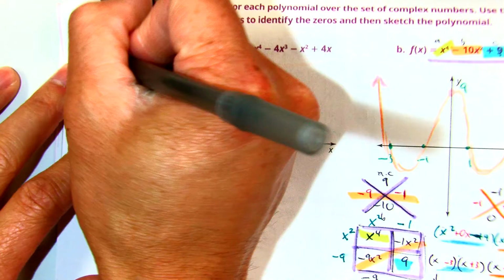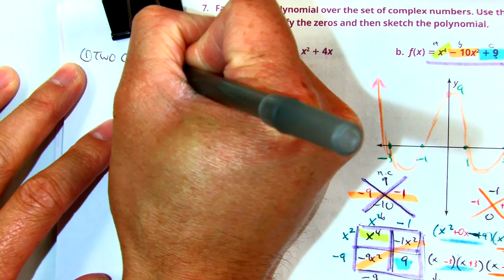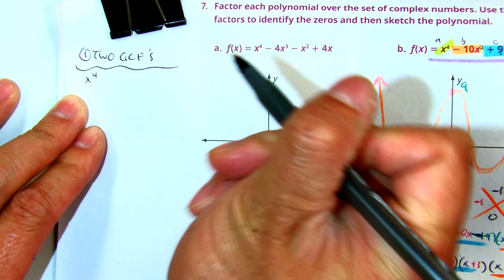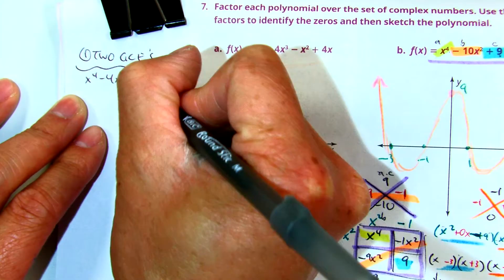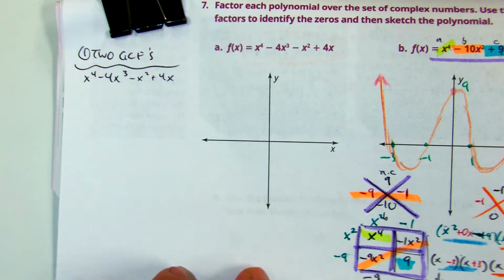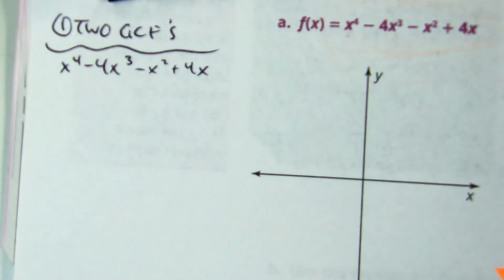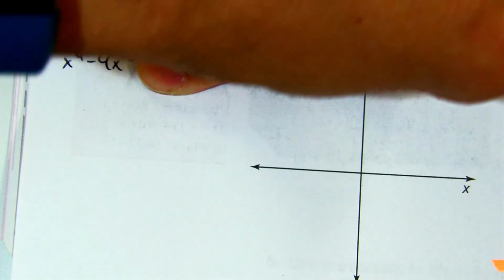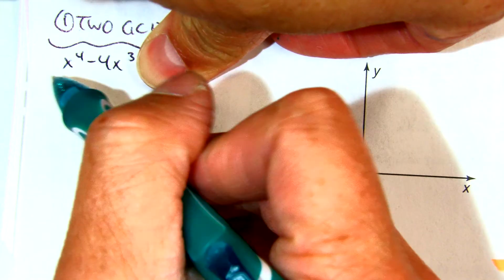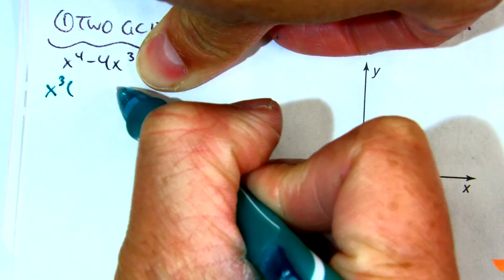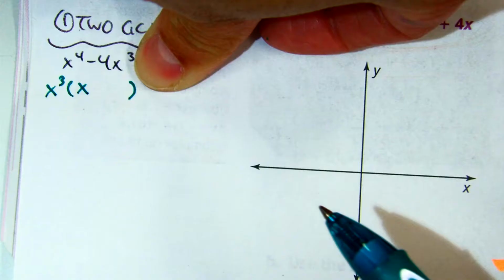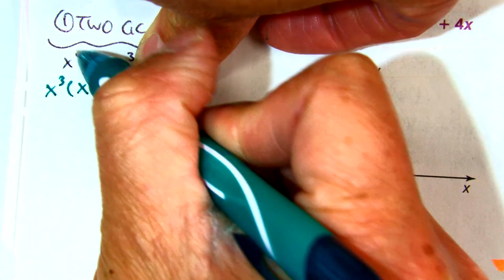So the first method, I'm going to call it 2 GCFs. If you like it, use it. Don't like it, don't use it. Okay, so I just rewrote the problem. And how this one works is pretty easy. You just look at the first 2, and you figure out the greatest common factor. What is that? X cubed. And then you figure out what's left. Minus 4, right? Because you can just distribute to check your answer, or multiply to check your answer.